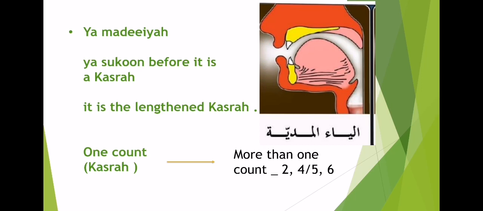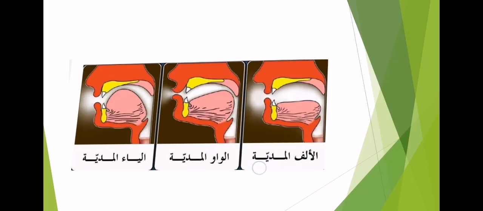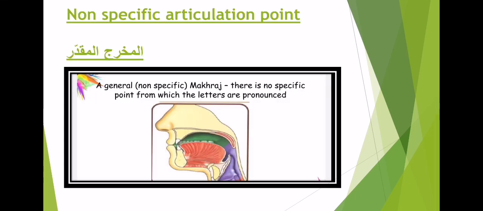Okay, that is why the jawf includes the empty cavity of the throat and the empty cavity of the mouth to the outside. We can't just say the throat or just say the mouth. If I take the tongue alone, what about the vocal cord? What if I take the vocal cord alone? What about the lips and the tongue? So all these things work together as a whole unit for the sound formation of the mad letters. That is why this jawf falls into a different category. What is it? Non-specific articulation point, makhraj muqaddar.